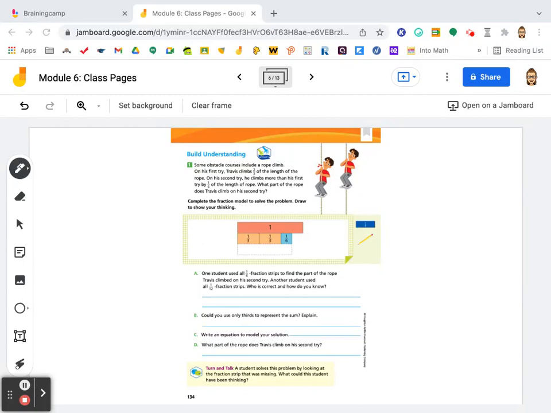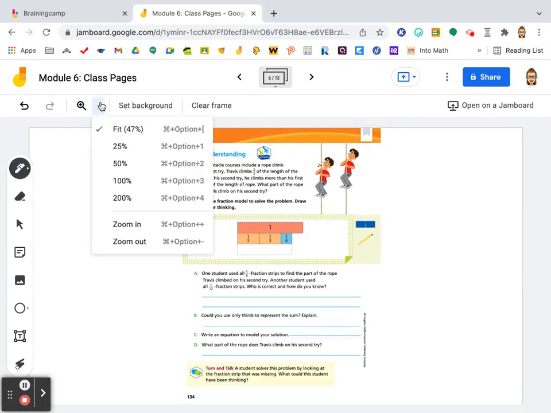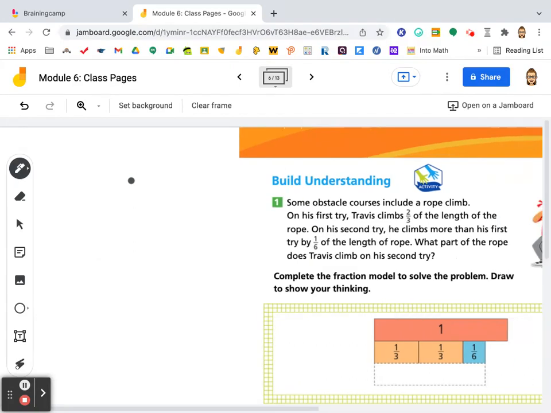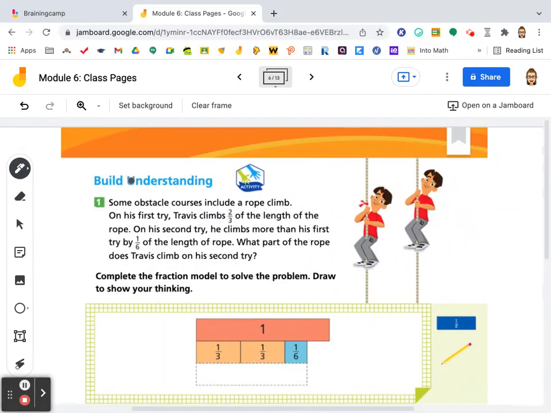Okay, so it says some obstacle courses include a rope climb. On his first try, Travis climbs 2/3 of the length of the rope. On a second try, he climbs more than his first try by 1/6 of the length of the rope. What part of the rope does Travis climb on a second try? So this is complete the fraction model to solve the problem. Draw to show your thinking.